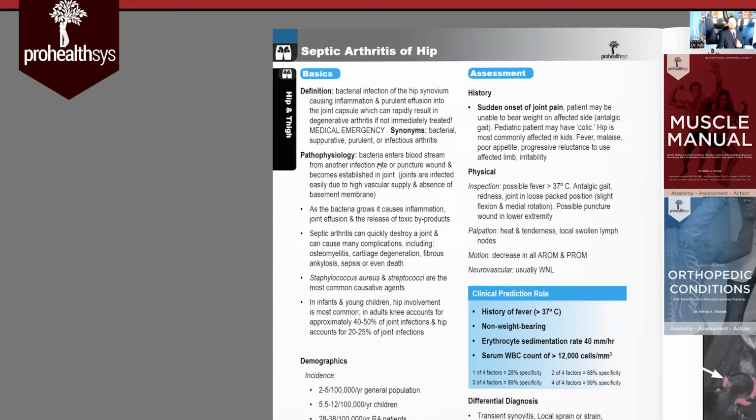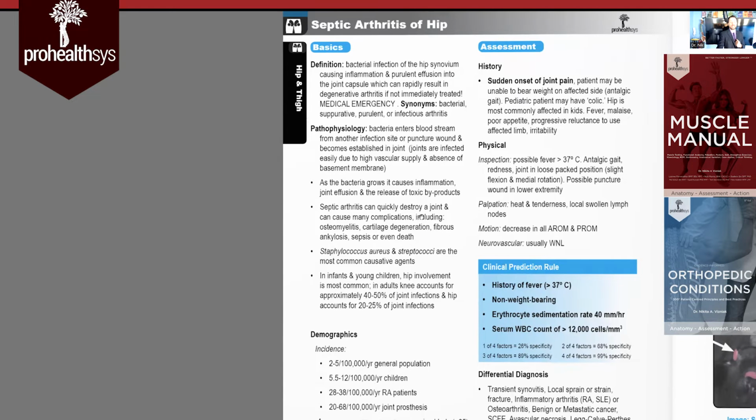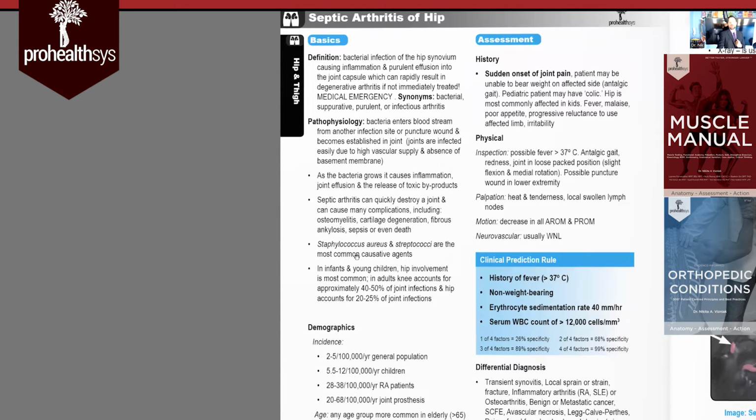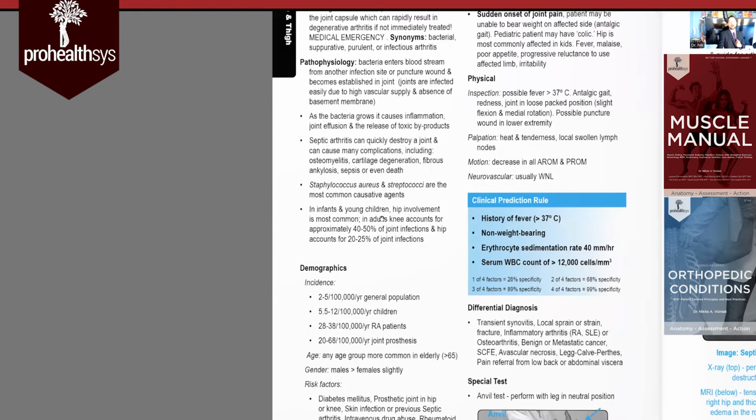Bacteria gets into the bloodstream, and for whatever reason, a puncture wound, you'd be looking for that in the lower extremity potentially, or little cuts in the legs. The bacteria grows, it causes a little bit of inflammation and toxic byproducts. These lead to the feeling of pain deep inside the hip. Staph aureus is the most common one that we're going to see growing in there. And this can happen in kids.